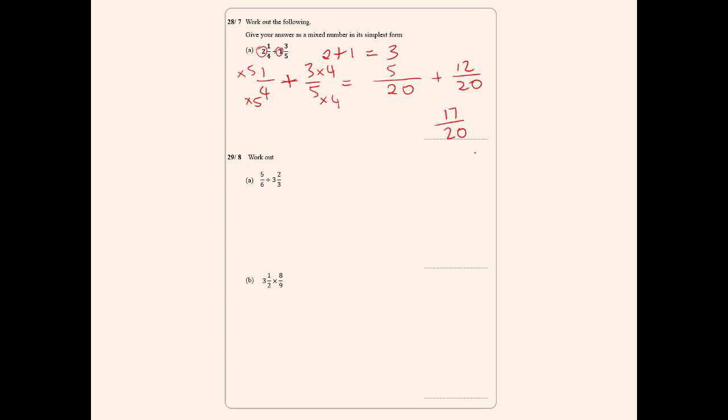And we cannot simplify it, because 17 is a prime number. So there's no other number that goes into 20 and 17. So that's the answer.